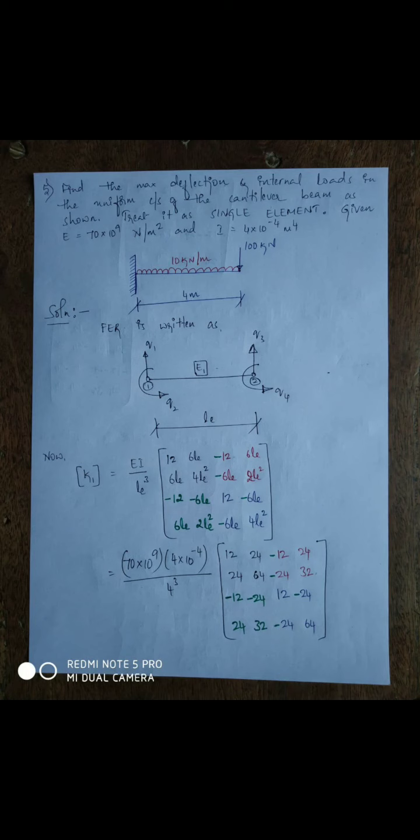When these nodes are joined together, you are going to get one element E1. Length of the element between the nodes 1 and 2 is LE.